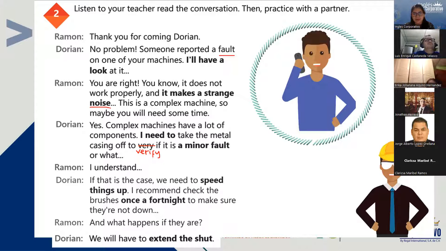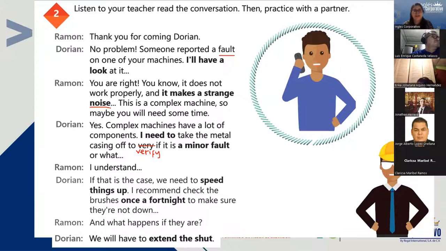Casing. I need to take the metal casing. What is the metal casing? Quizás como con alguna compuerta, una carcasa o algo que cubre la máquina. Carcasa, cabal, la cajita que cubre la máquina. Toda máquina tiene algo que la cubre de metal, ¿verdad? So he says he needs to take the casing off. When he says off, means que necesita retirar ese casing, retirarlo.